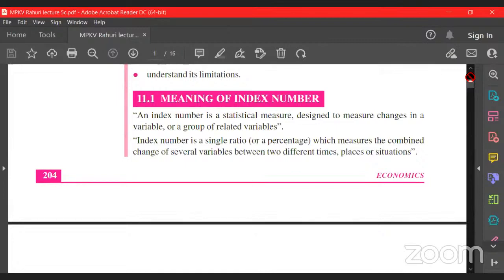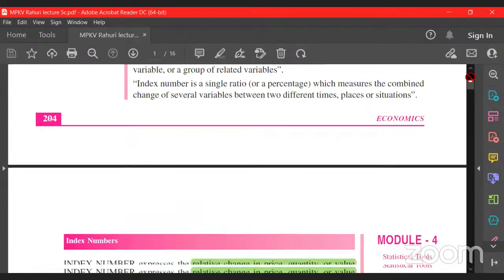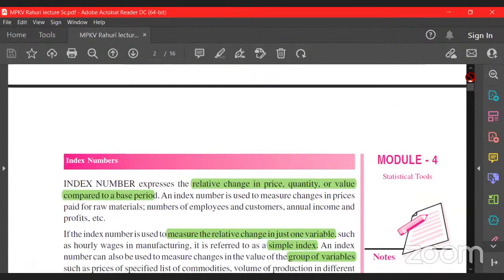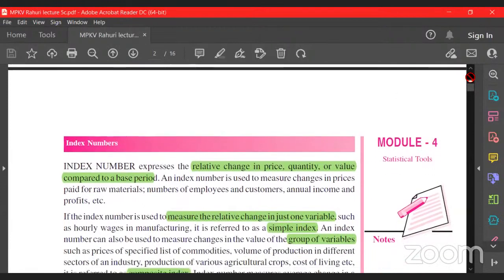So here there is the meaning of index number. The most important definition is here. Index number expresses the relative change in price, quantity or value compared to the base period.